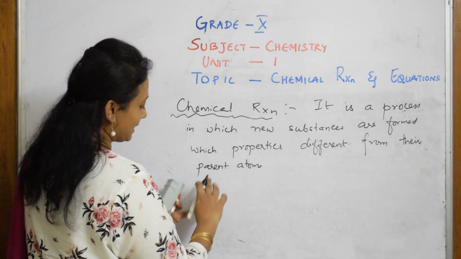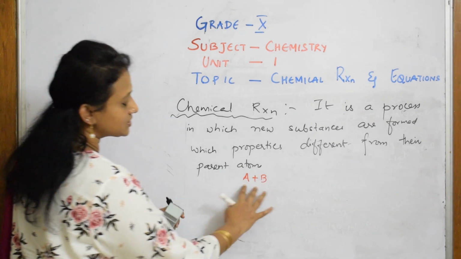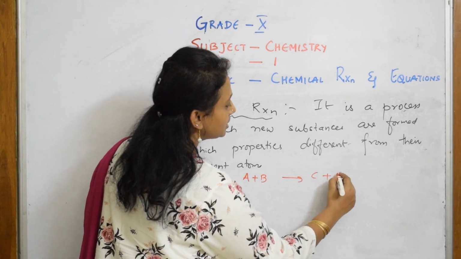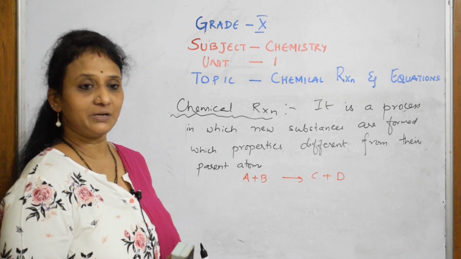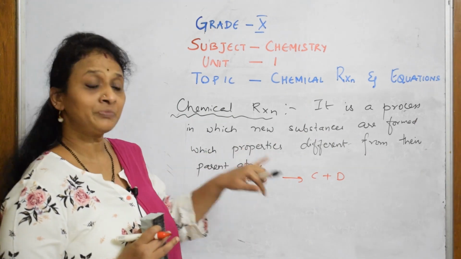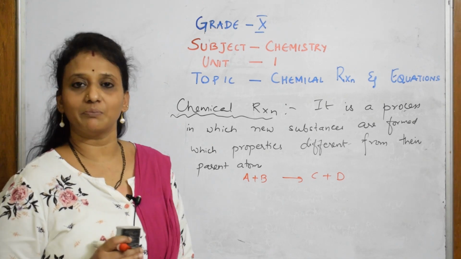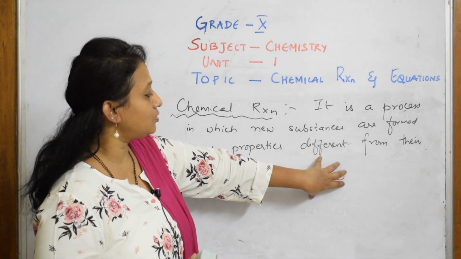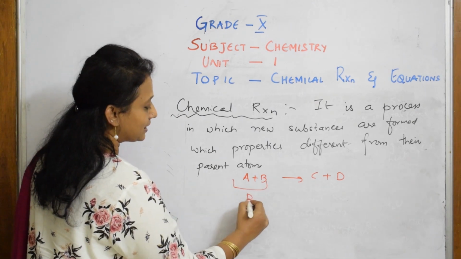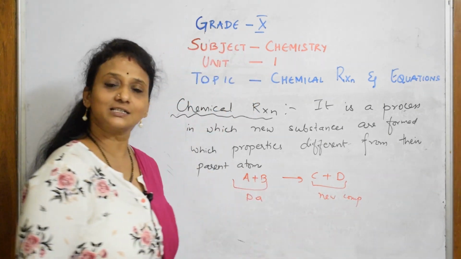That means if there is a reactant combining, A plus B, there are two substances here, one is substance A, one is substance B. Both are combining and giving me a new product, that is C plus D. That means the C plus D, whatever is formed, is a new substance, and its properties will be different from the properties of these. That is what you need to remember. So here the properties of the compound formed are different from the properties of the parent atoms. These two are called the parent atoms, and this is a new compound formed. This is what a chemical reaction is.